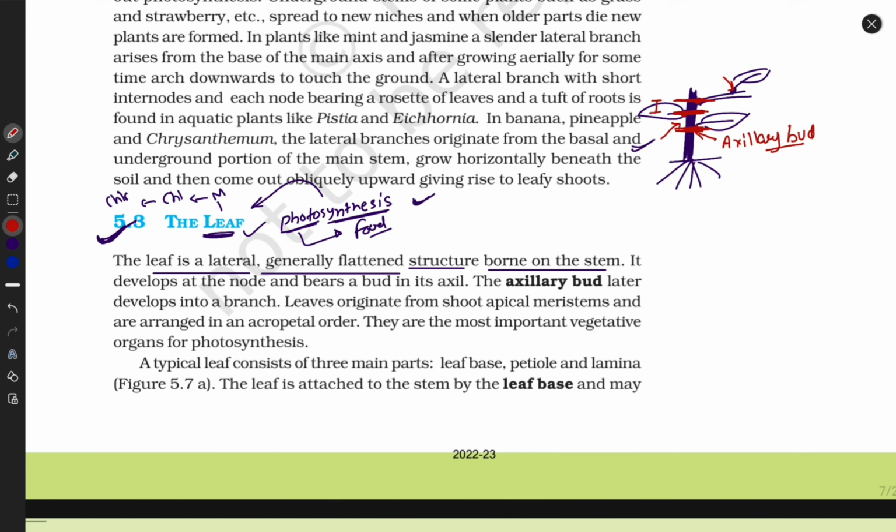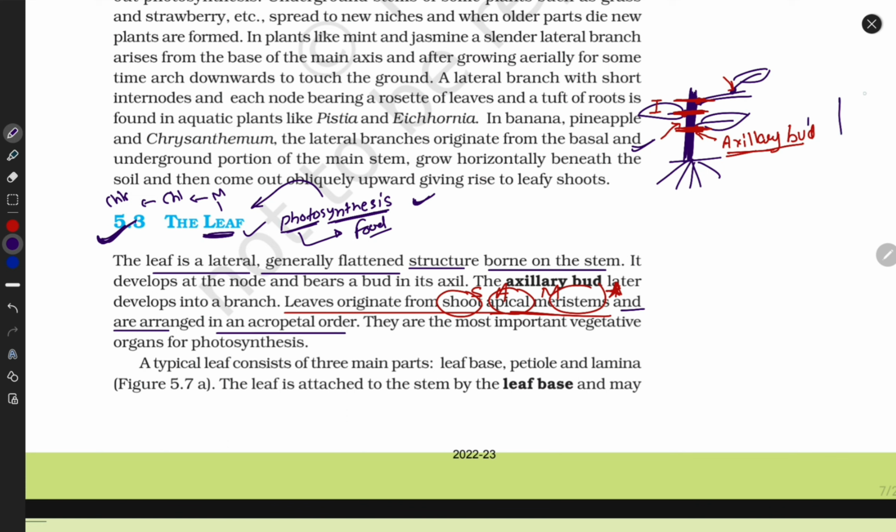Let's move further. Leaves originate from the shoot apical meristem. SAM. Of course, definitely. Leaves originate from the shoot apical meristem. This is the question-forming area. Who gives rise to leaves? We know axillary bud, but mainly SAM, shoot apical meristem. And they are arranged in an acropetal order, guys.